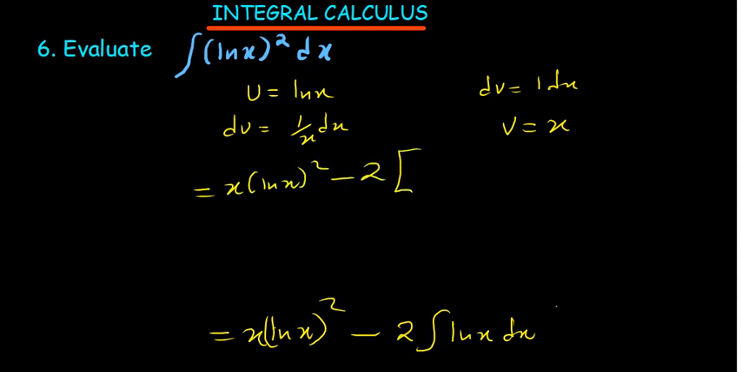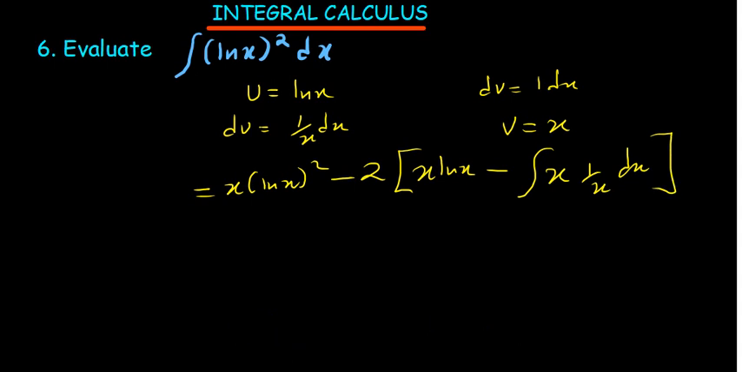Now we take the integral of natural log of x, that will be uv. U in this case is natural log of x times v, which is x. So that will be x natural log of x, and then minus the integral of v. V is x, and then du. Du is 1 over x dx. And what are we going to get from there?